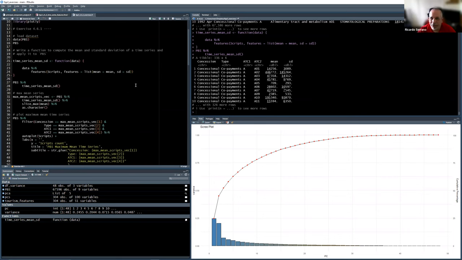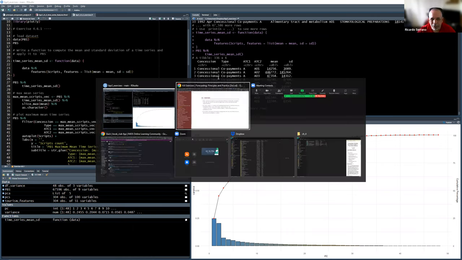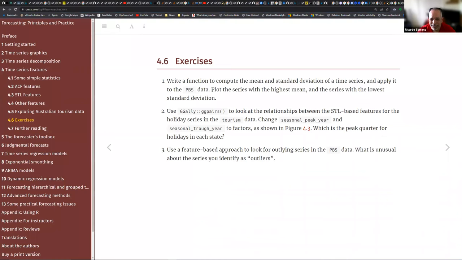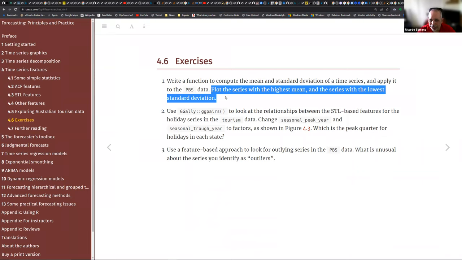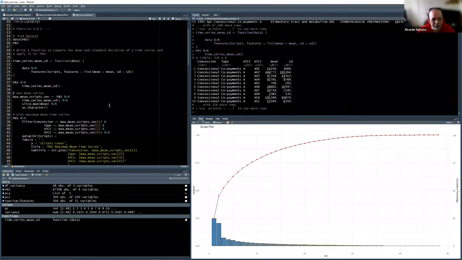Okay, now comes the tricky part. So we got our function. Now, the second one is: plot the series with the highest mean and the series with the lowest standard deviation. So there are really two problems here. One is plot the one with the highest mean, and then the other with the lowest standard deviation. So let's concentrate on the highest mean.